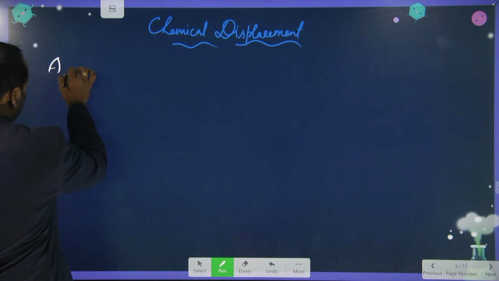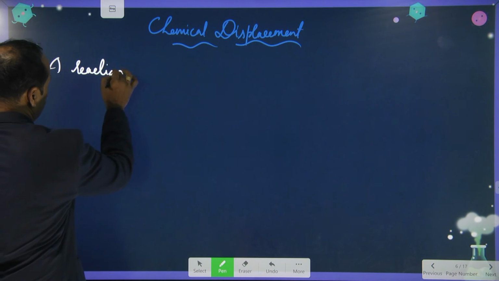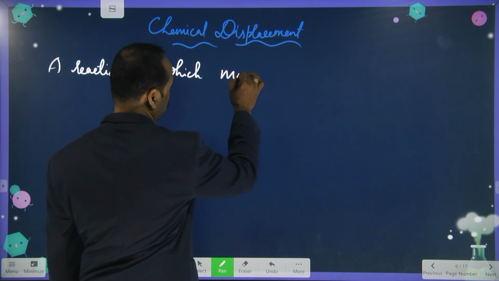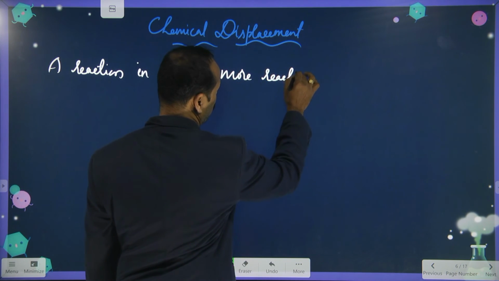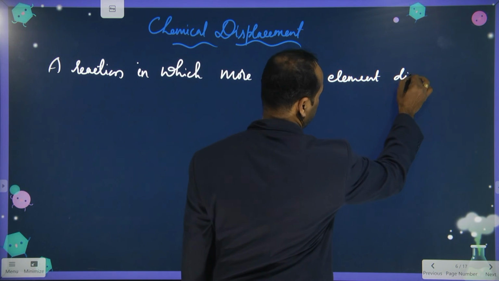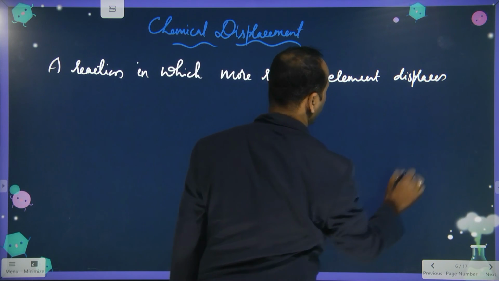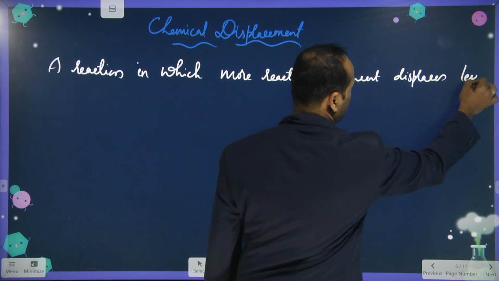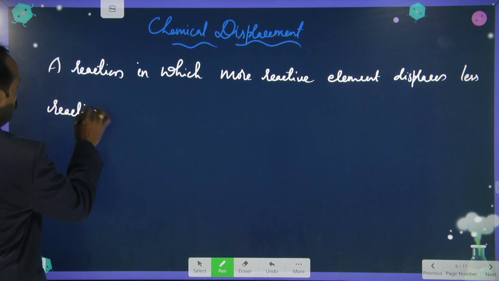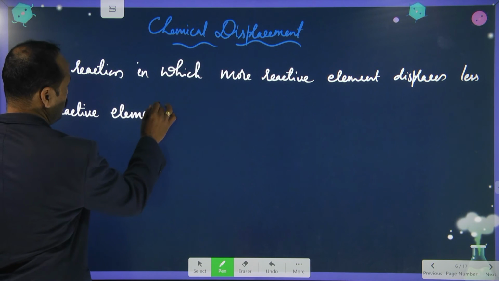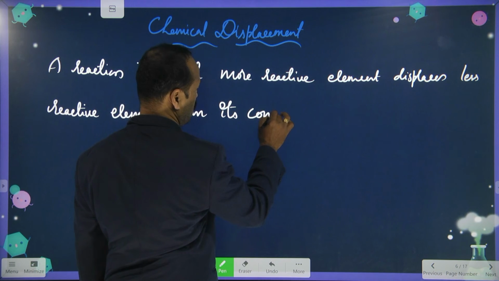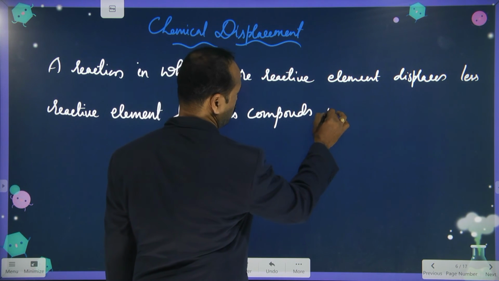A reaction in which a more reactive element displaces a less reactive element from its compound and occupies its place.